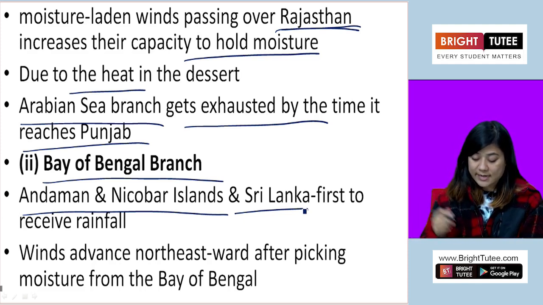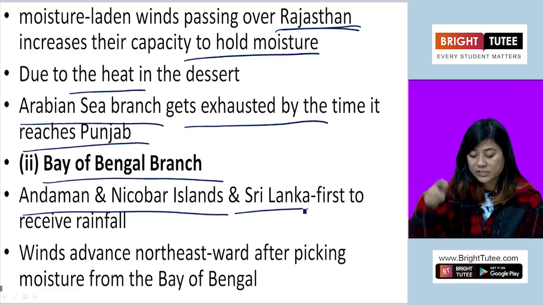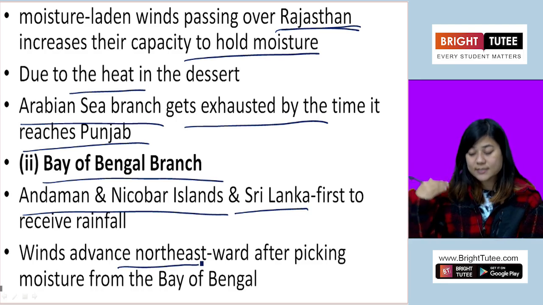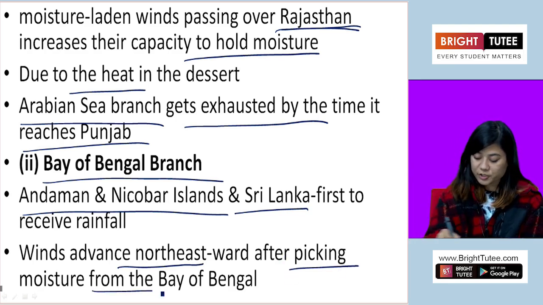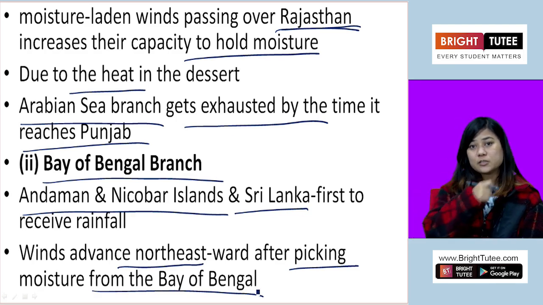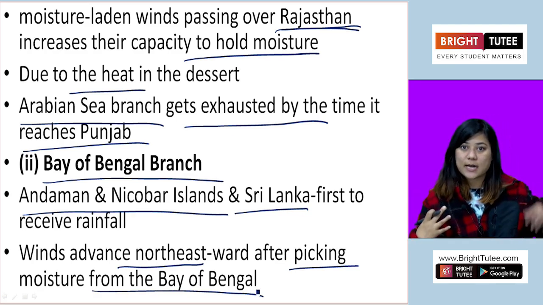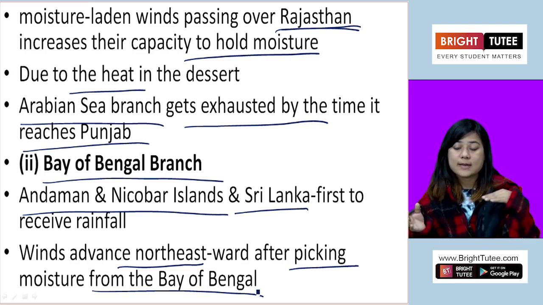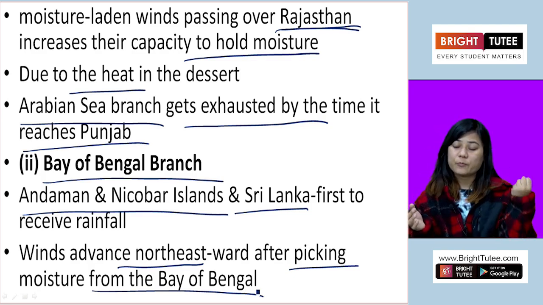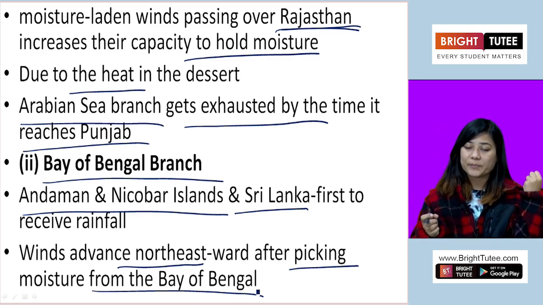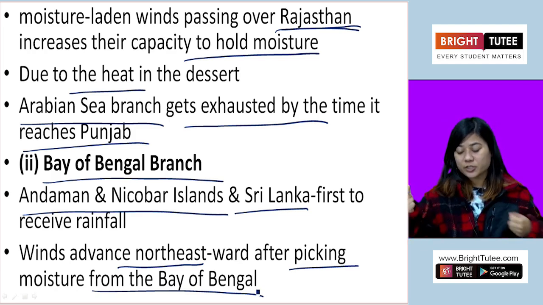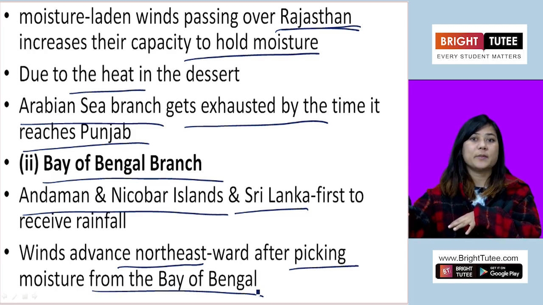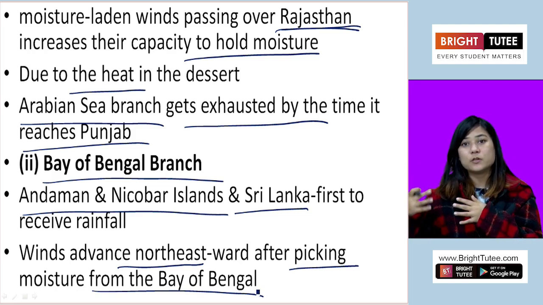The winds then advance to the northeast, and when they do, they pick up moisture from the Bay of Bengal. First the wind comes from the southwest direction and then it goes towards the Bay of Bengal. The wind had already had moisture, and that moisture causes a downpour or rainfall in Sri Lanka and the Andaman and Nicobar Islands. From there it moves northeast.